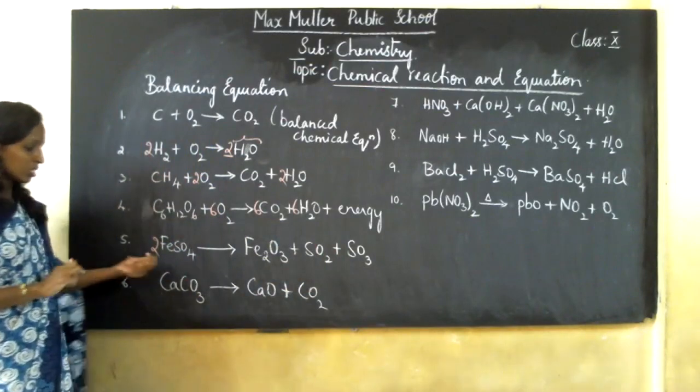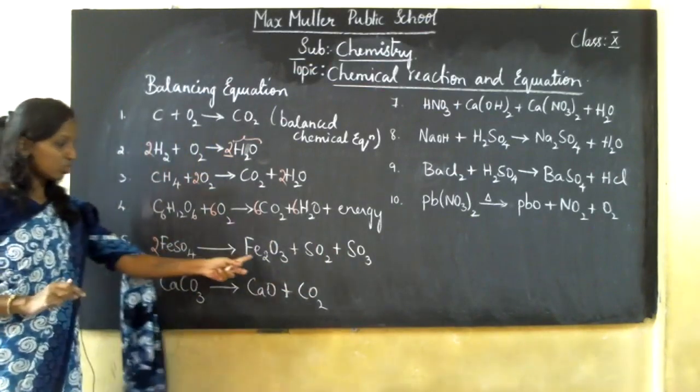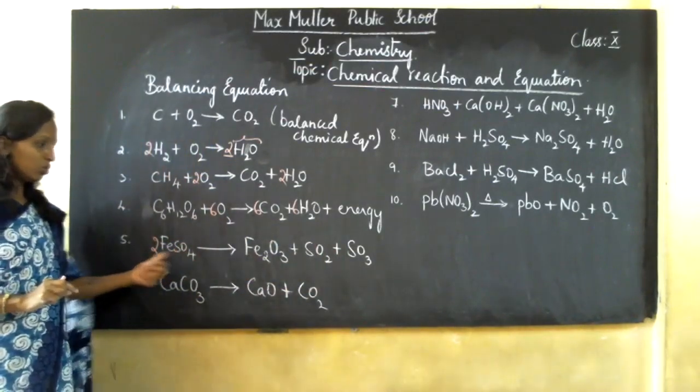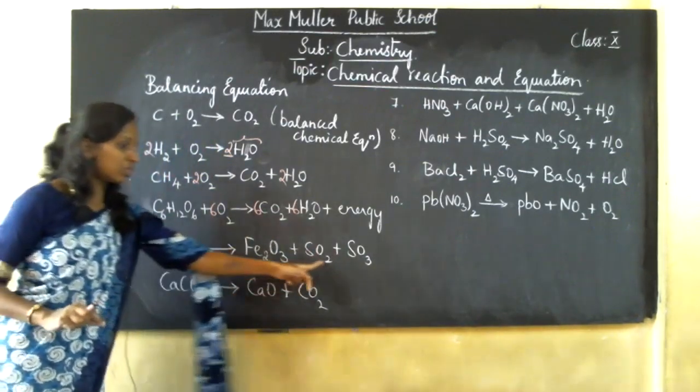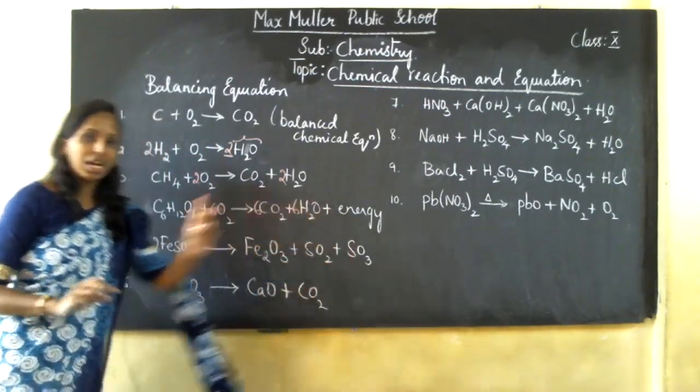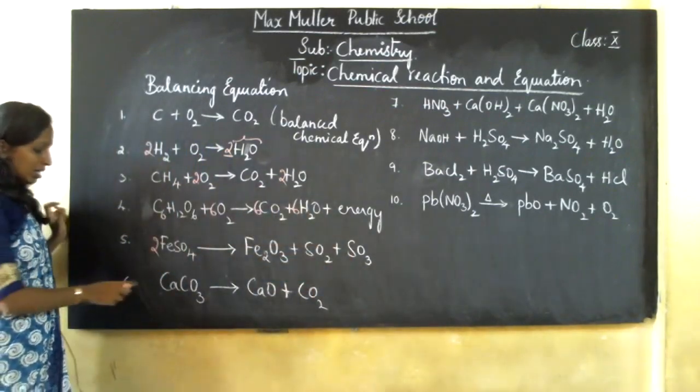Check out the equation once again. Fe is 2, Fe is 2. Sulfate is 2, sulfate here it is 2. Oxygen is 4 2s are 8. 3 plus 2 is 5. 5 plus 3 is 8. Is it clear, children?